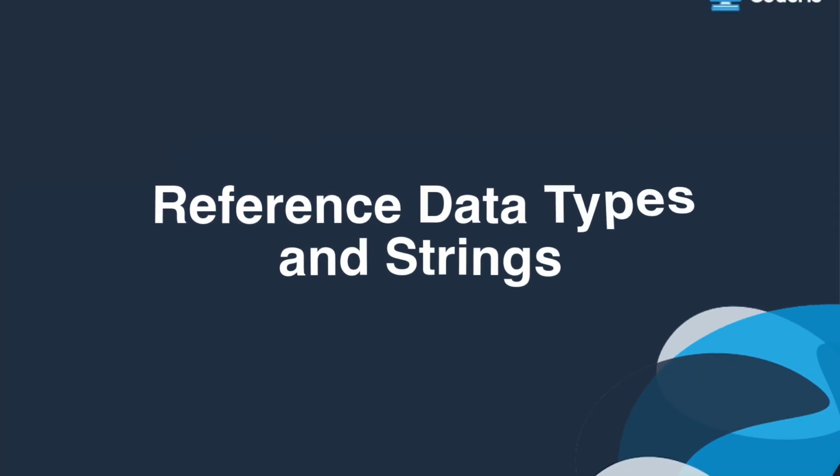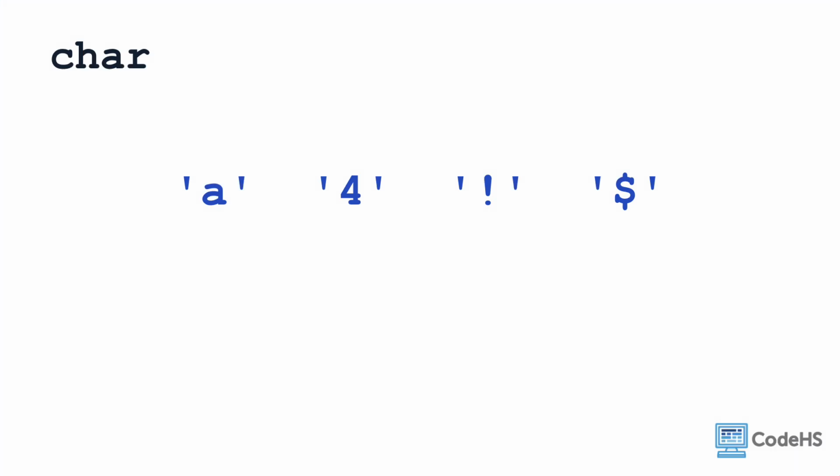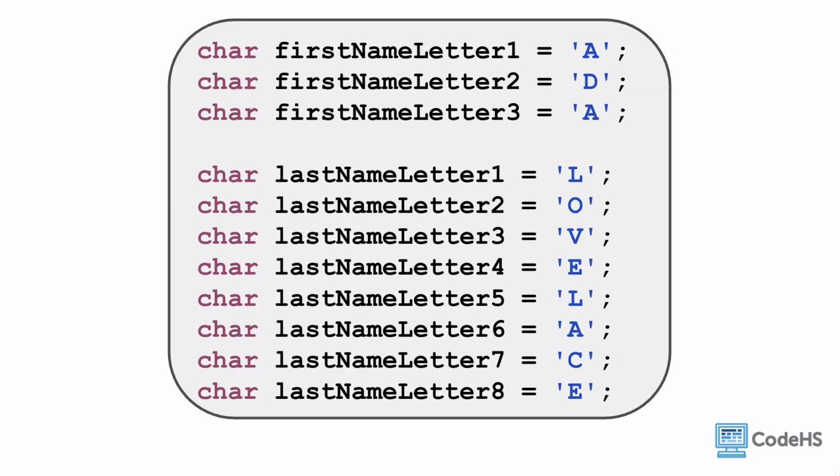Hi, in this video we'll learn about reference data types and strings. Earlier in this lesson you learned about the char data type, which can hold a single character. This data type works well for storing things that require one character, like someone's initials. But what if you wanted to store an entire name?